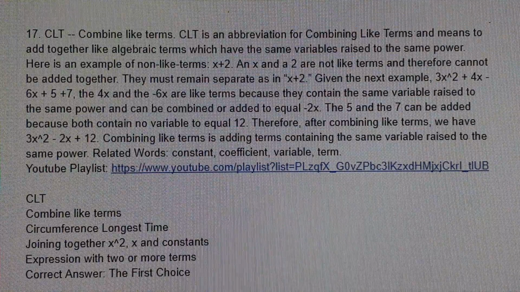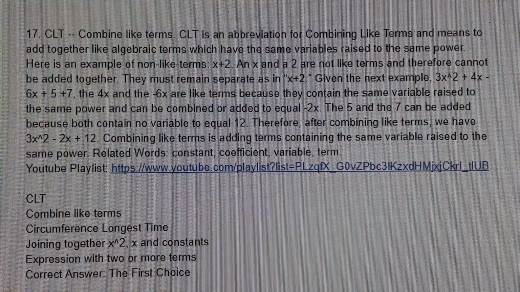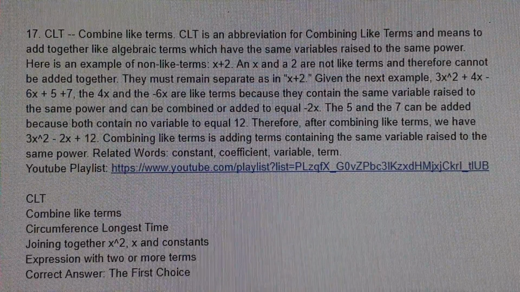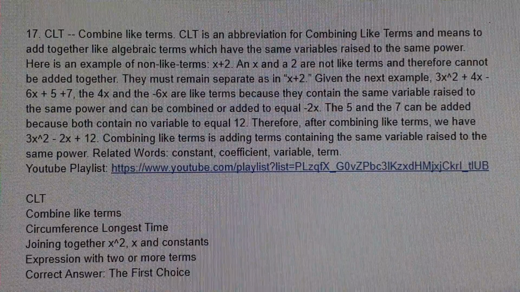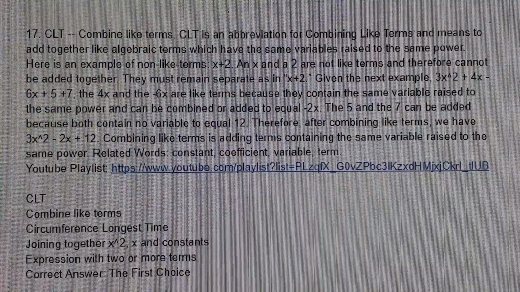Here is an example of non-like terms, x plus 2. x and 2 are not like terms and therefore cannot be added together. They must remain separate, as in "x plus 2".